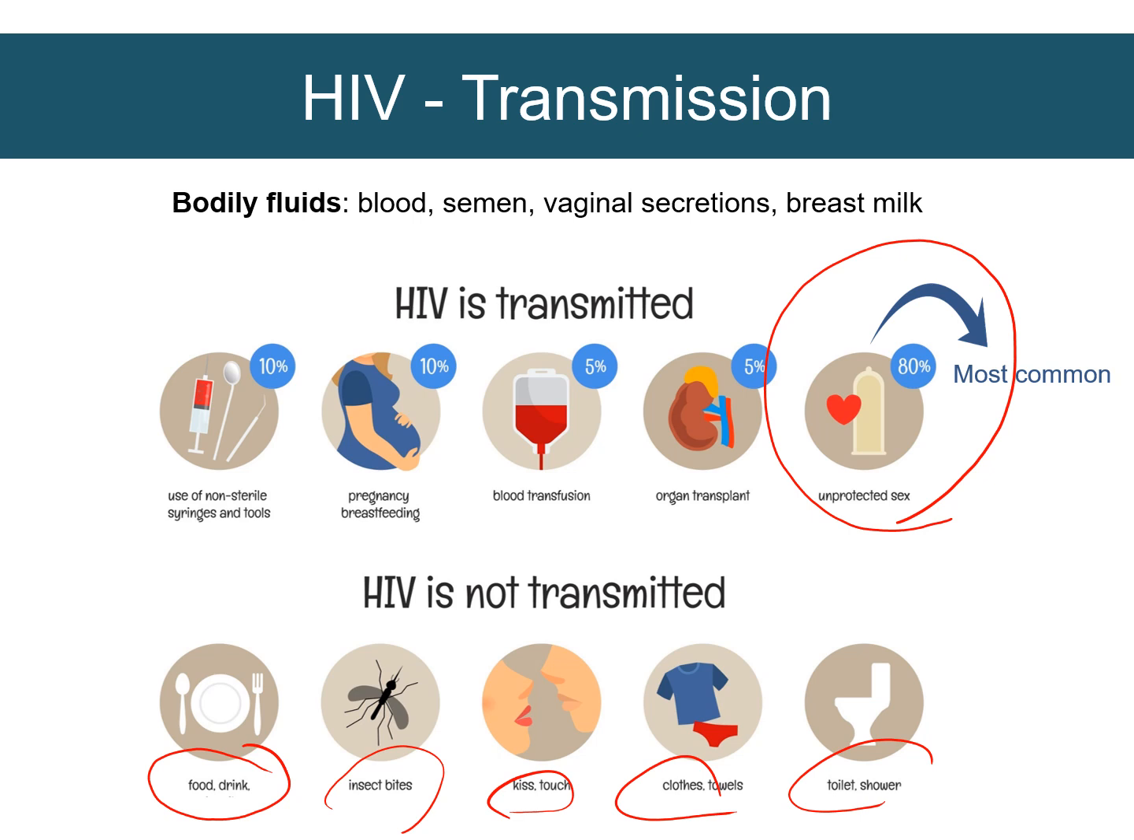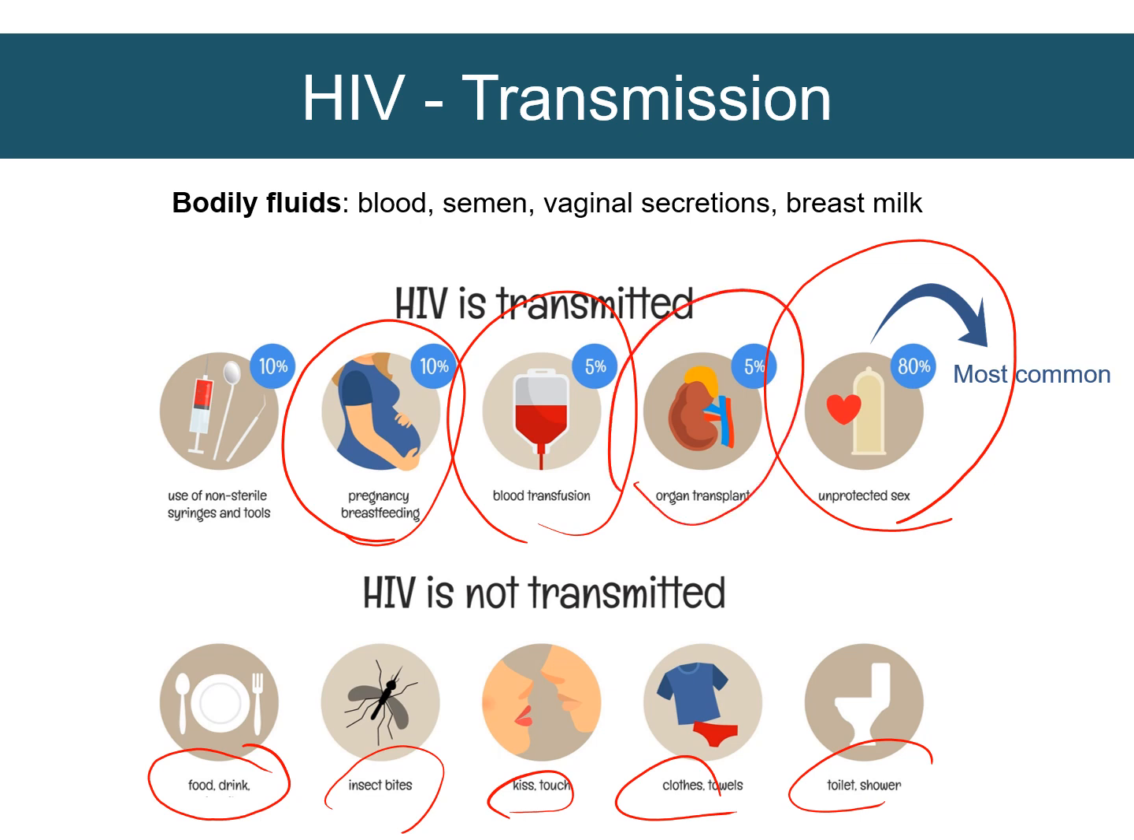It is transmitted from the use of non-sterile syringes and tools, so needles, anything that should be sterilized after a procedure. If it is not sterilized, you can pass along this virus. Also pregnancy, breastfeeding, and blood transfusion. Again, with blood transfusion, we have really good screening nowadays, so that isn't as common. Organ transplant, same idea as blood transfusion. And then, of course, as I mentioned, 80% of HIV is transmitted through unprotected sex.